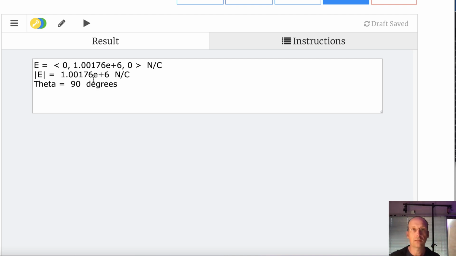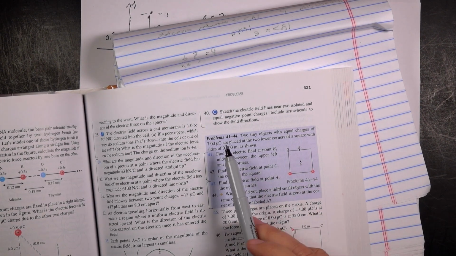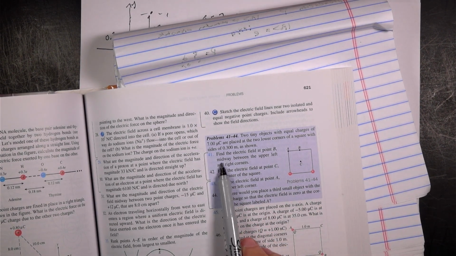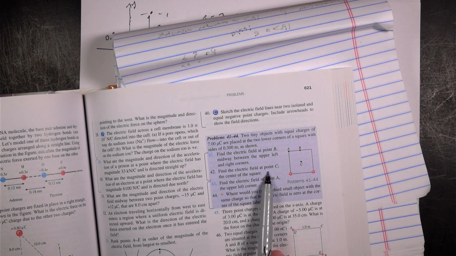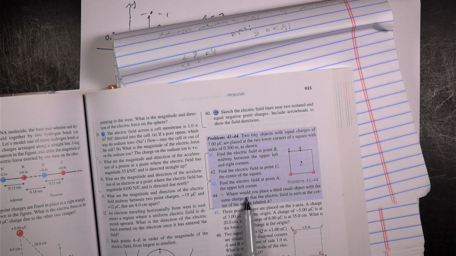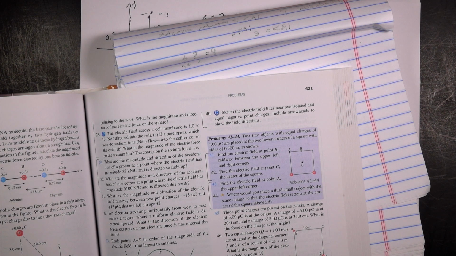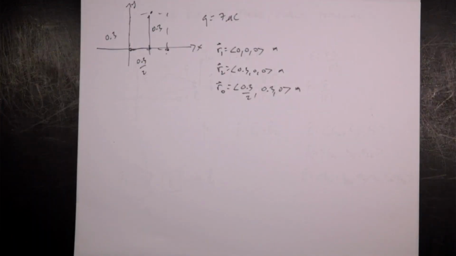Okay, let's look at the next part. Let's just do all of them. So the next part says, let's see, 7 microcoulombs. Did I do that? Okay. Find the electric field at point B, find the electric field at point C, and then we're going to find the electric field at point A. And then this is a good one too. Where would you place a third small object with the same charge so that the electric field is 0 at the corner of the square A? Okay, that's cool. So A, C, and then where would you put the other one? That's fun.